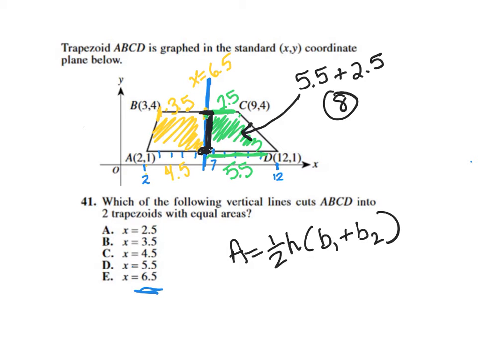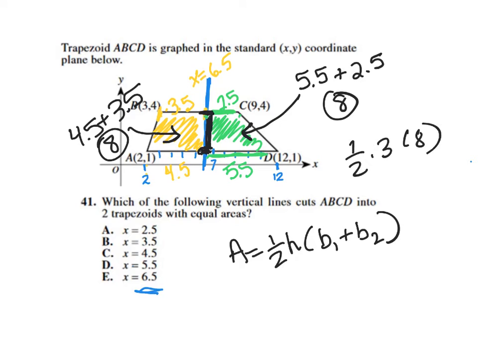And if I look at the other trapezoid and add the bases together, I have 4.5 plus 3.5. So 4.5, 5, 6, 7, 8. The sum of those bases is 8. So both of these trapezoids would be 1/2 times 3 times the sum of the bases, which is 8. So my answer is x equals 6.5, or E.